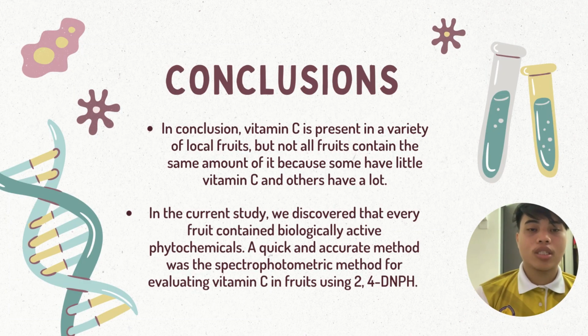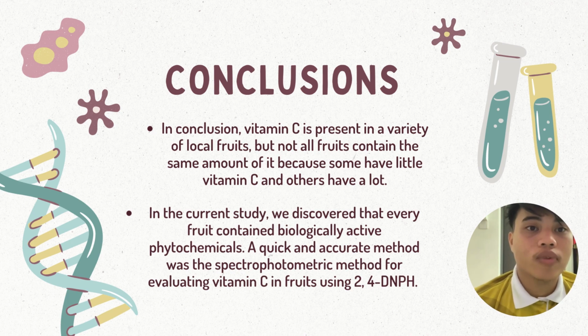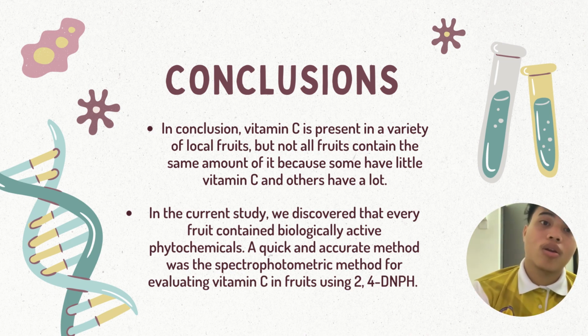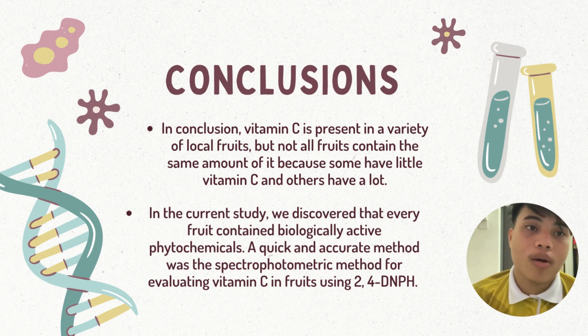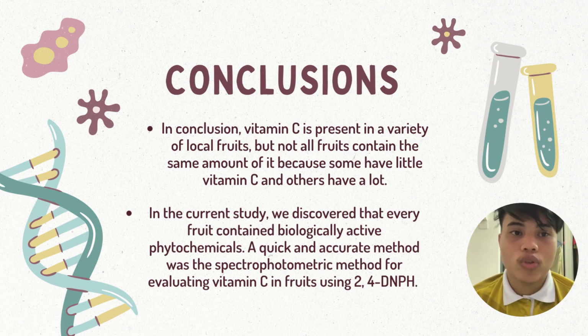Lastly is conclusion. So in conclusion, vitamin C is present in a variety of local fruits, but not all fruits contain the same amount of it, because some have little vitamin C and others have a lot. In the current study, we discovered that every fruit contains biologically active phytochemicals. A quick and accurate method was the spectrophotometric method for evaluating vitamin C in fruits using 2,4-DNPH.